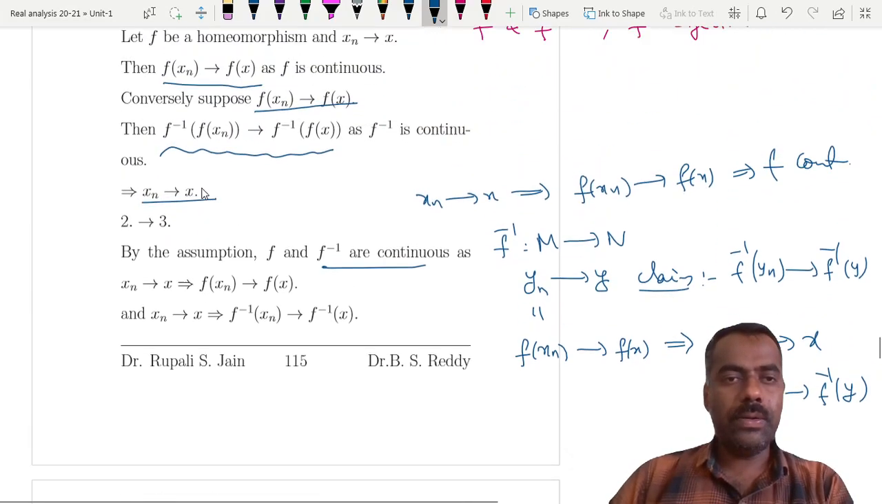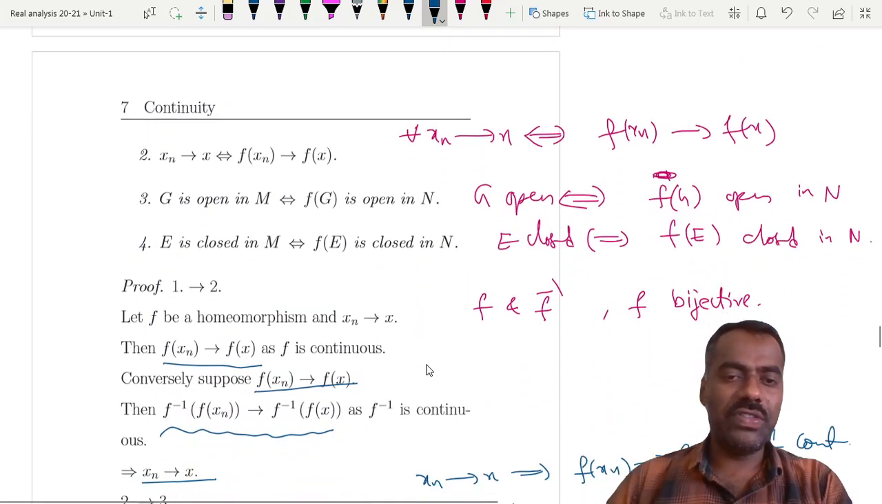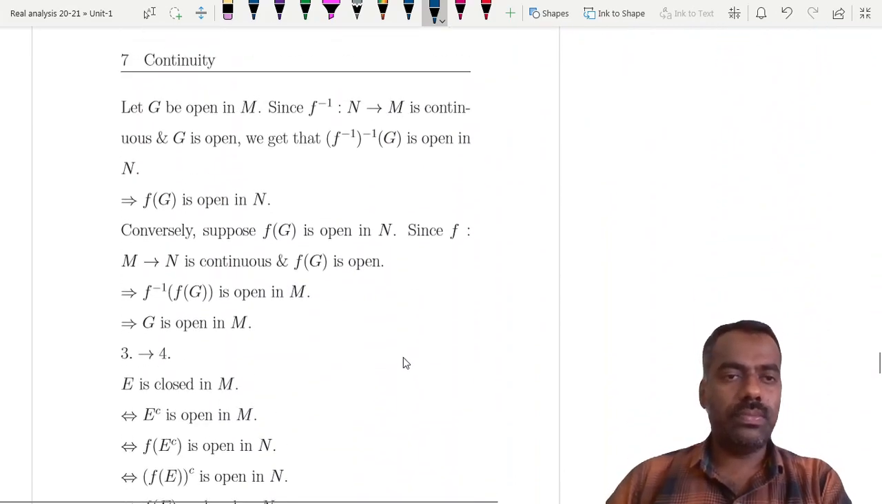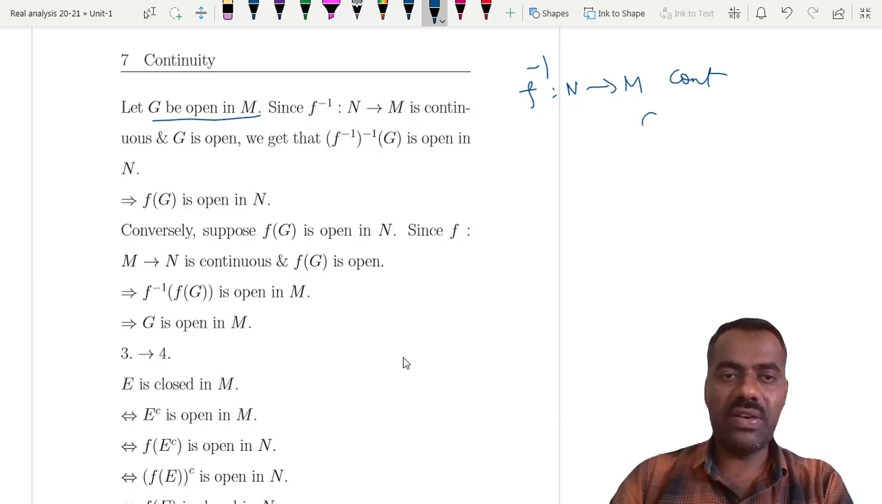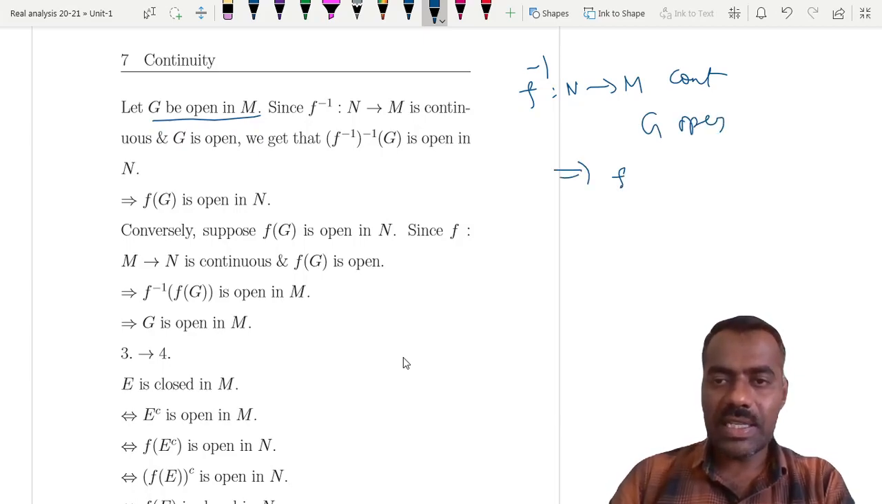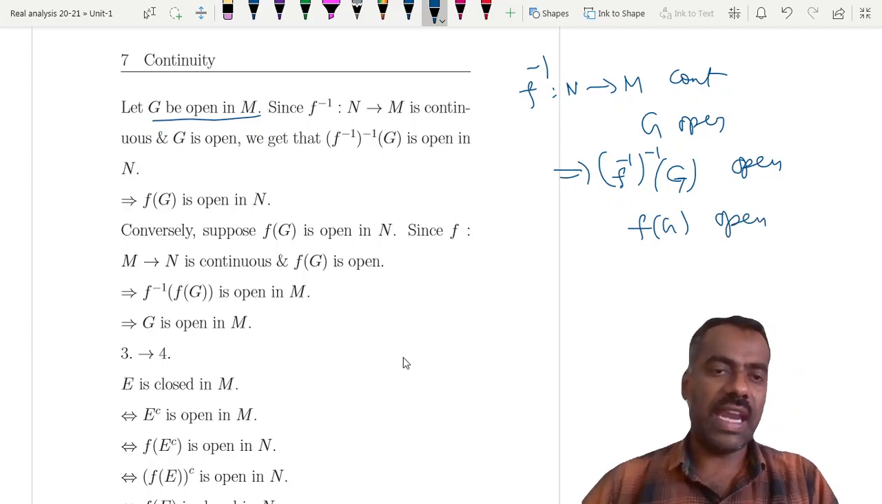Now, to prove 3, start with an open set G. We want to show that f of G is open. So let G be an open set. Then using the fact that f inverse from N to M is continuous, and G is open, the inverse image of G under f inverse is also open. But the inverse of f inverse is nothing but f, so f of G is open in N.